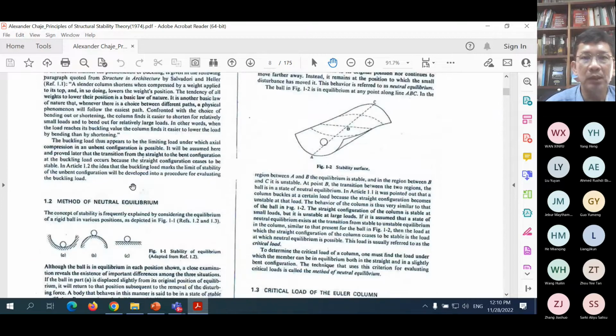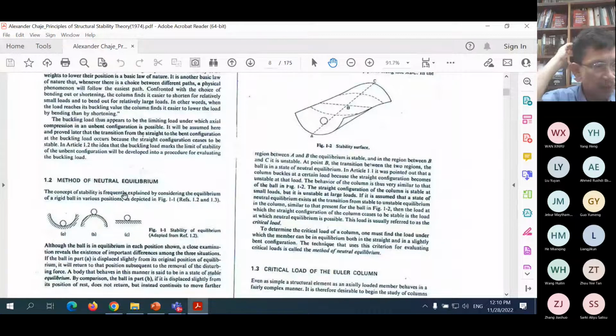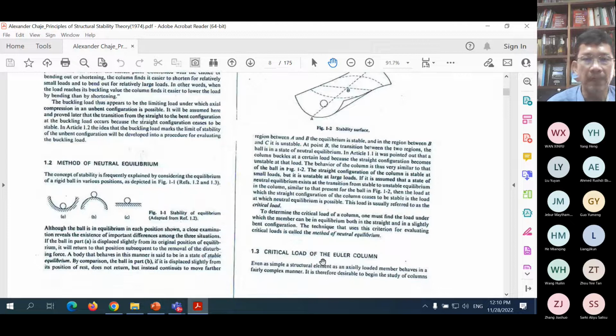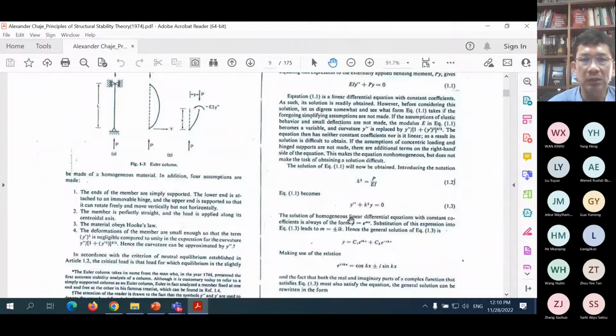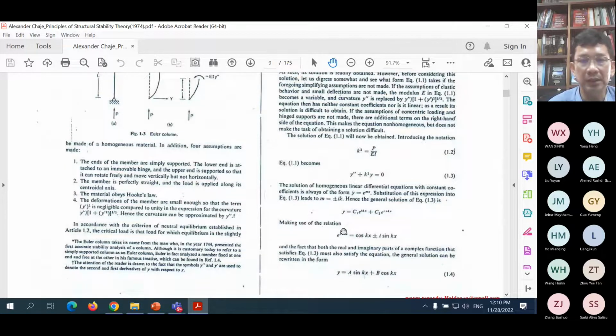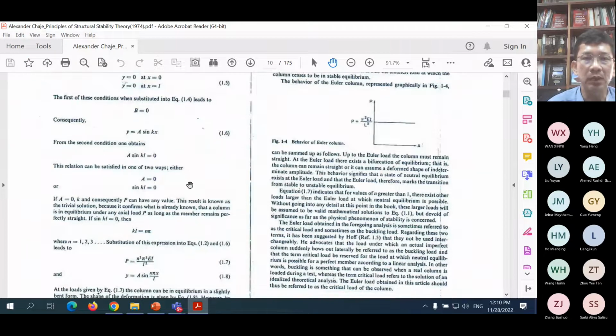So 1.1 and 1.2 class is good to read through. The method of neutral equilibrium is one of the methods that we can make use of to determine critical load. And we will see this later on using examples of Euler column and other columns to show you the process of derivation of the governing differential equations, what is Euler column, the assumptions, and also eventually how we get the solutions. That is, what is the critical load of Euler column and what is the buckling mode associated with the critical load. Then we will talk a little bit about the important behavior of Euler column that we can understand from these derivations here.